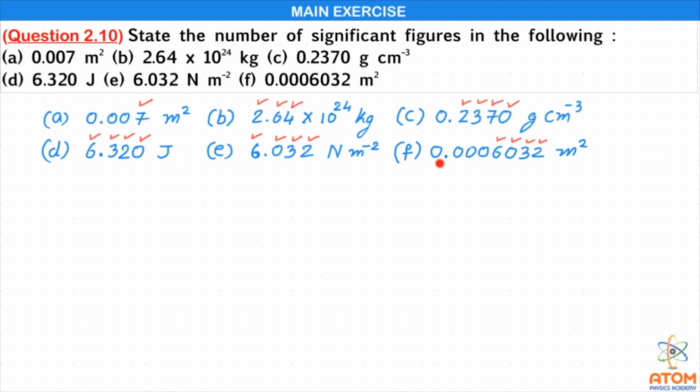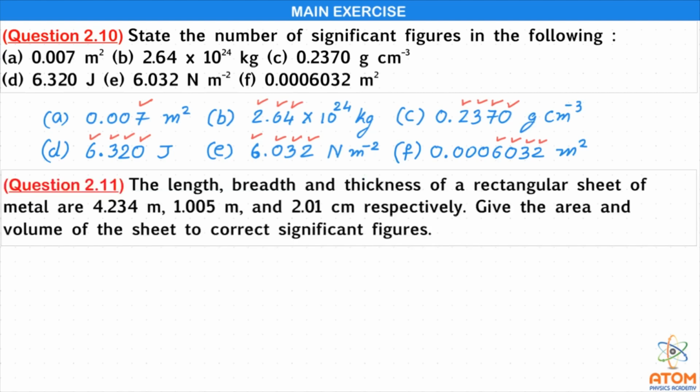That's why these zeros are not significant. Now let us see question 2.11. The length, breadth and the thickness of a rectangular sheet of metal are given as 4.234 meter, 1.005 meter and 2.01 centimeter. Here this is in centimeter, these two are in meter respectively. Give the area and the volume of the sheet to correct significant figures.